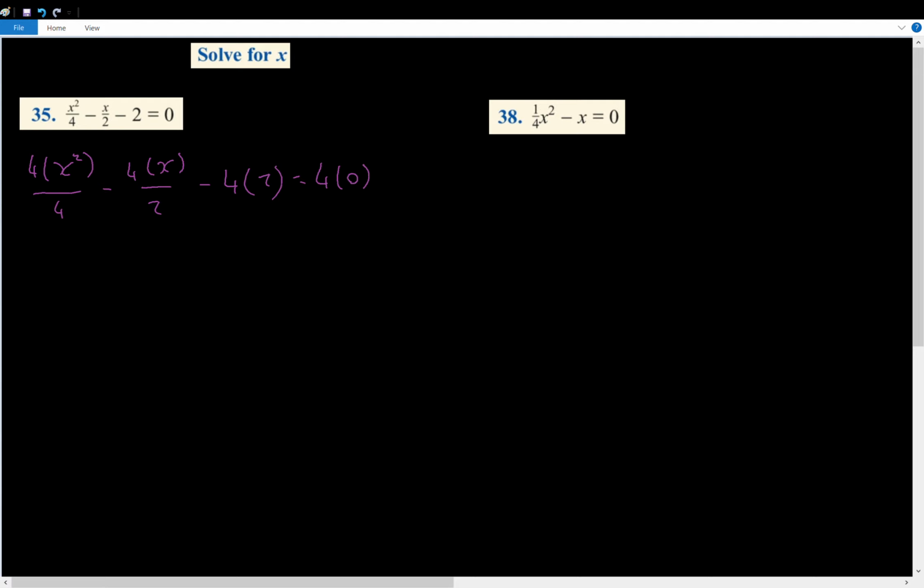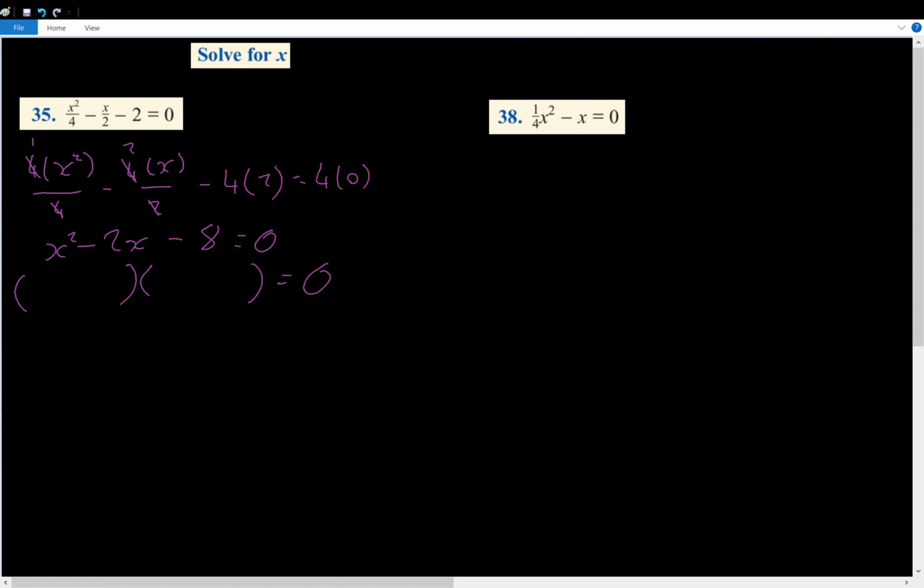Now we do a bit of division. So starting from the left, 4 divided by 4 is 1, and then 4 divided by 2 is 2, and there's no other division to be done on these, so what we're going to get left with now is 1 times x squared is x squared, and then we're going to have minus, and then 2 times x will be 2x, minus 4 times 2 is minus 8, and 4 times 0 is 0. Now we're going to factor this out. Because there's no number in front of our x squared, we can just go straight to our brackets like this.